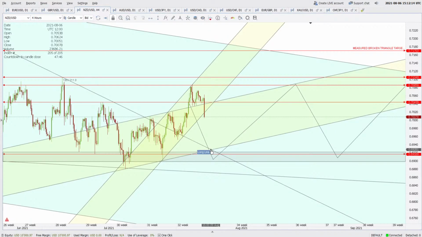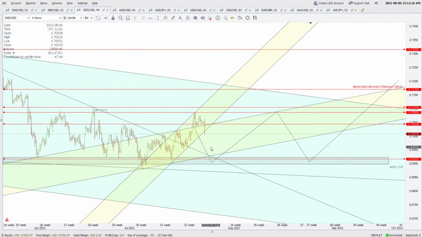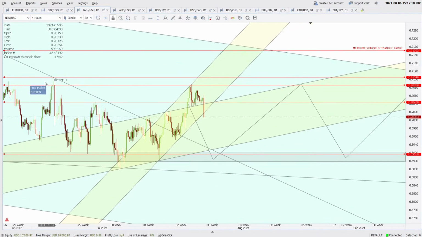But right now, is it in a sell mode? No, the price is in a buy mode, because it has broken higher than this pattern of triangle. So we'll be looking for only buying opportunities when they arise. Right now it is not good for buying, because the resistance is very close.